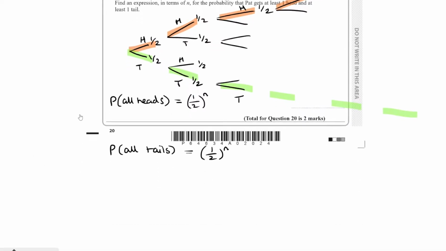Like I said, you don't need to draw the tree. I'm just trying to draw it so you can understand what I'm saying. So the probability of getting at least one of each would be 1 minus all the heads minus all the tails. So that's the answer.